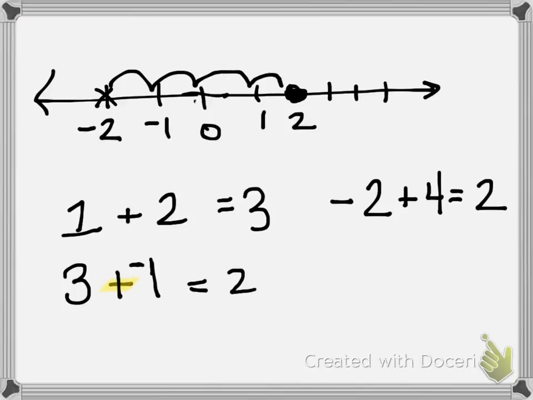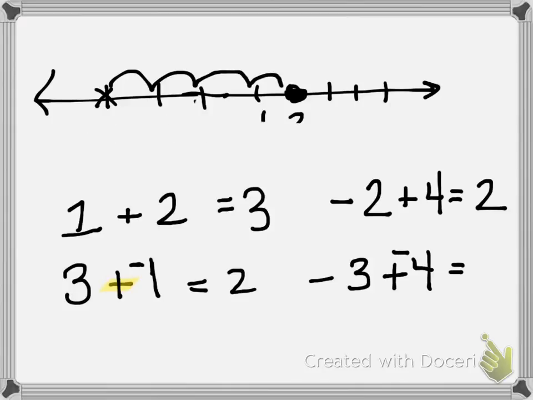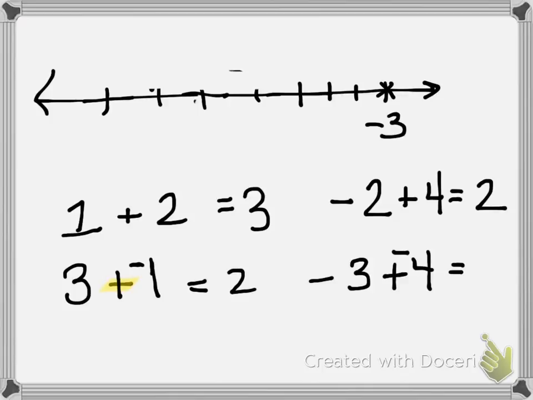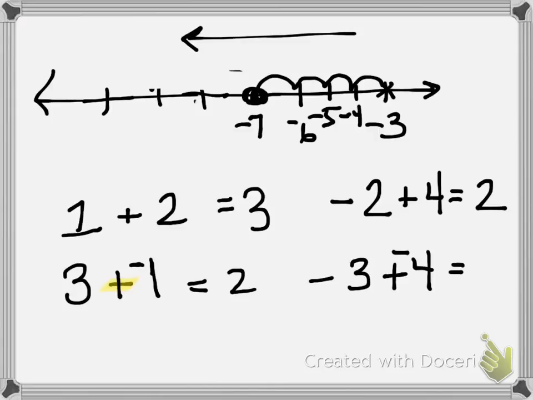Now if I'm at a negative 3, and I'm going to subtract 4, remember, subtract is the same as adding a negative. So if I start at negative 3, and I'm going to add to it a negative 4, that means I'm going to go this way because that's negative. So 1, 2, 3, 4 puts me right there at negative 7.